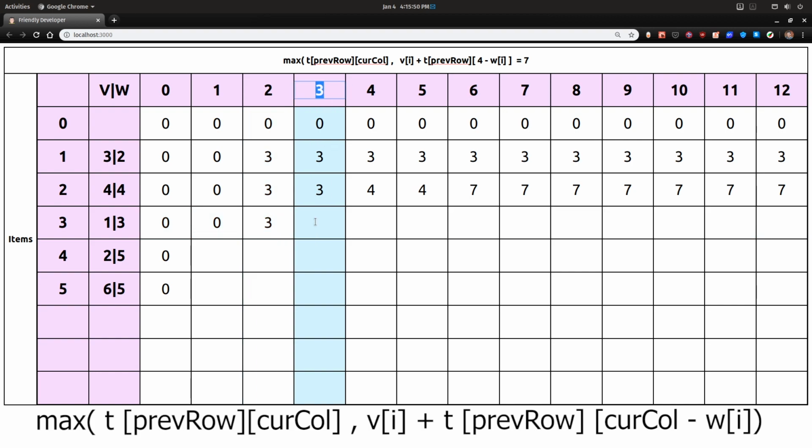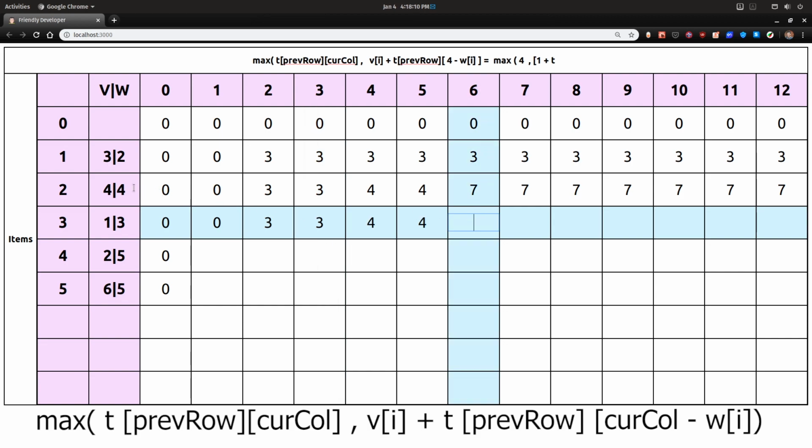Coming to capacity of 3, we can see that we can either include this item or exclude it. Maximum of 3, which is got by excluding this item, or we include the item and consider its value. Okay, so maximum of 3, and by including we add its value and consider the previous row, which is 2. Consider all the other items and get the corresponding maximum value by decreasing the capacity. Okay, so the current capacity we are considering is 3 minus the weight of the item, which is 3. 3 minus 3 is 0. T of 2 of 0 is 0. Okay, so 1 plus 0 is 1, maximum is 3.